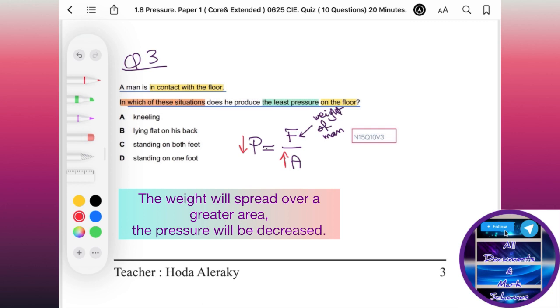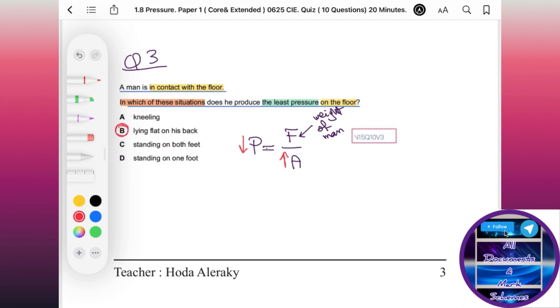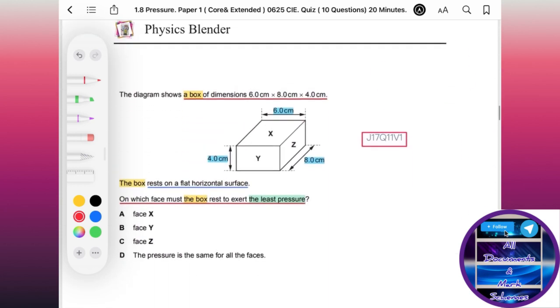In this case, increasing area of contact, it's clear. Lying flat on his back, the area of contact will be greater. Okay? Question 4.